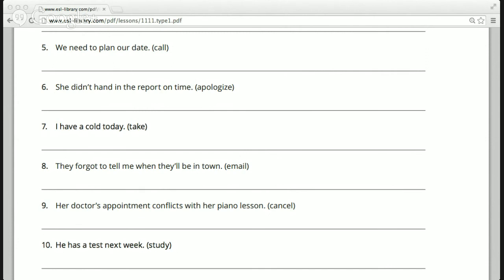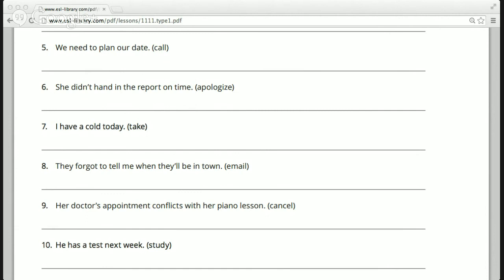And our last one here, number 9, Miad. Her doctor's appointment conflicts with her piano lesson. Should she cancel her piano lesson? Okay. Should she cancel her piano lesson? All right. Very good. And what is your advice? How would you answer that? I think yes, because her piano lesson conflicts with her doctor's appointment.